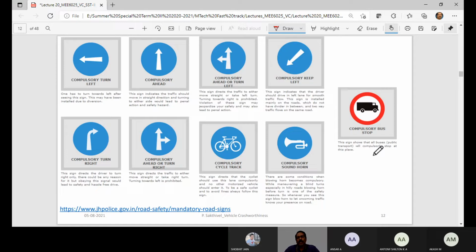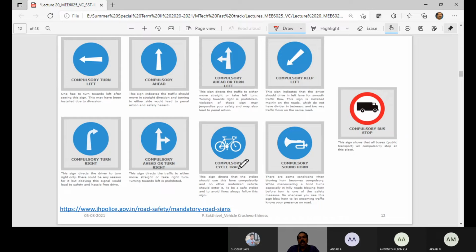There is no diversion possible. And compulsory ahead or turn left, so you will have both options; you can do either of them. And compulsory keep left, so keeping left is given by this. Compulsory turn right: you have to turn right. Compulsory ahead and turn right. So you could see compulsory ahead and turn left, and similarly turn right.